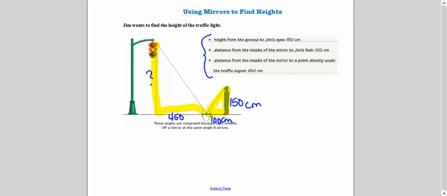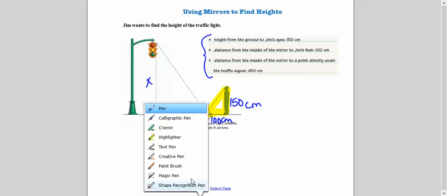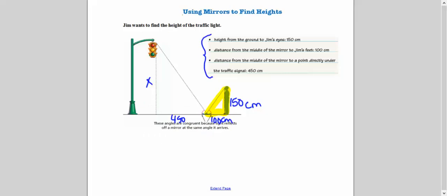I guess I should use a different color. Sorry about that. Let's fix that right quick. This was 450, right? And we're looking for this. We'll just use X. And now let's get a different color highlighter. Let's use green this time. So again, we're going to go here from the angle over, then up, and then our hypotenuse, okay?